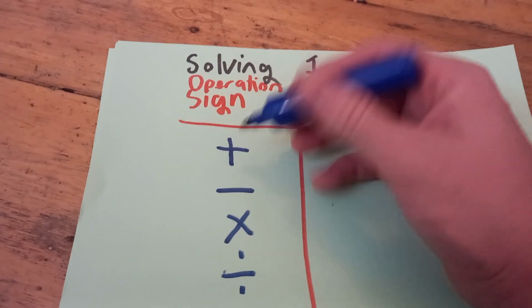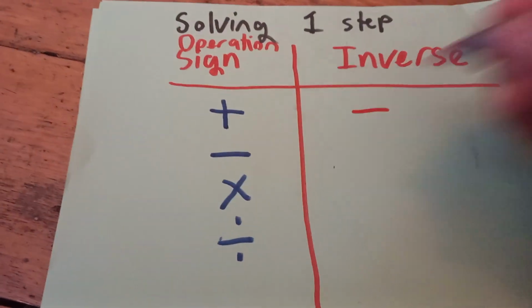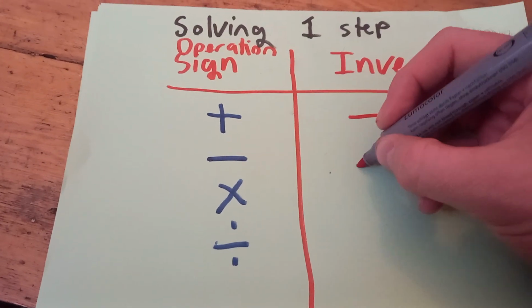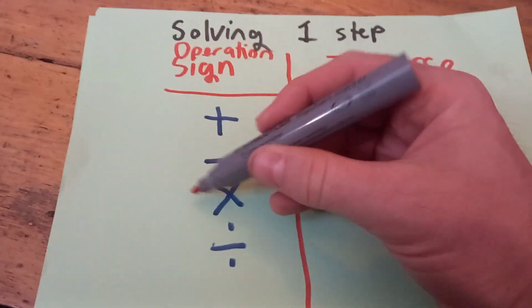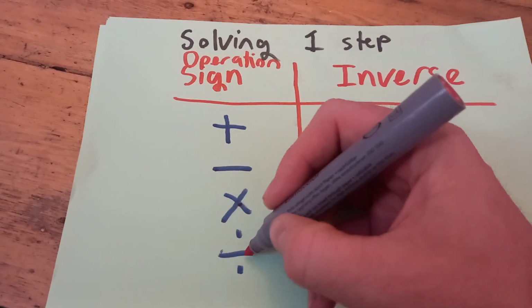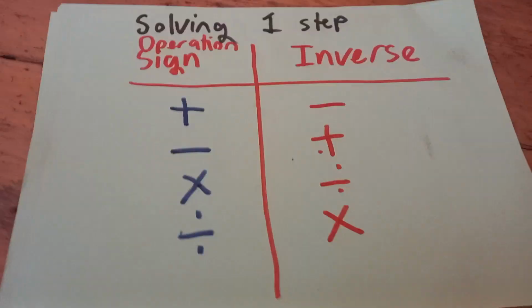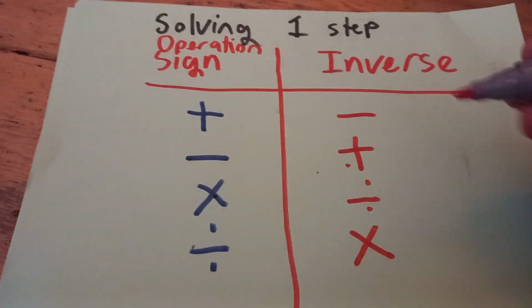The opposite of adding is, obviously, subtracting. The opposite of subtracting is addition. The opposite of timesing is dividing. And the opposite of dividing is timesing. Okay, now we can look a little bit more deeply into that.